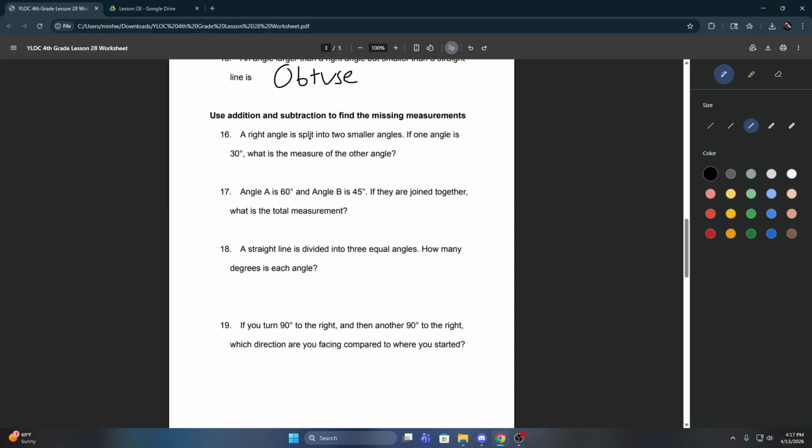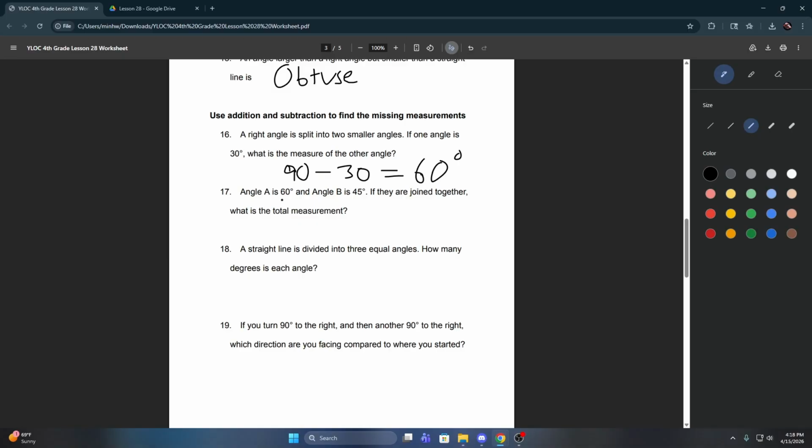Alright, let's work on some word problems with angles. A right angle is split into two smaller angles. If one angle is 30 degrees, what is the measure of the other angle? So again, if one is 30 degrees, we're splitting it off from 90, so we're going to do subtraction, and that'll give us 60 degrees as our other angle.